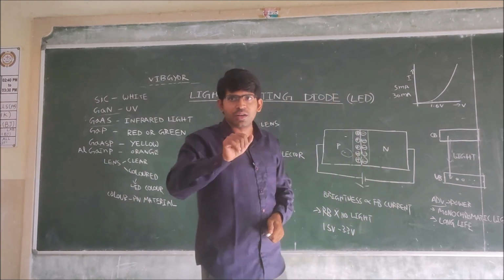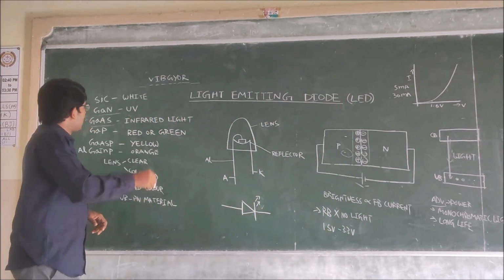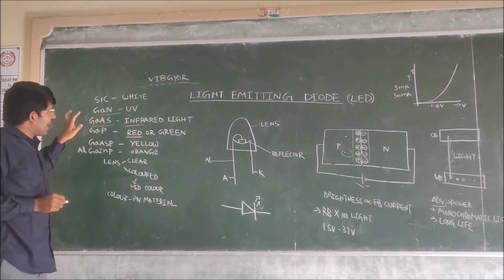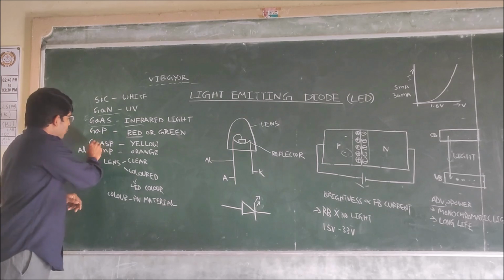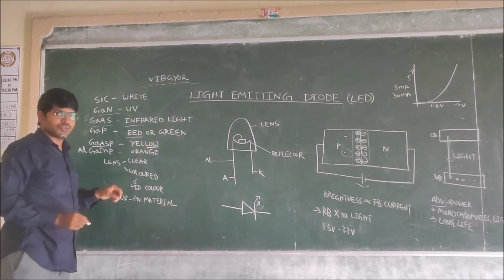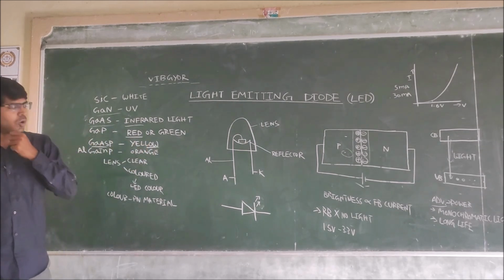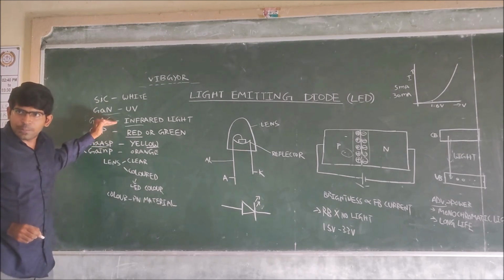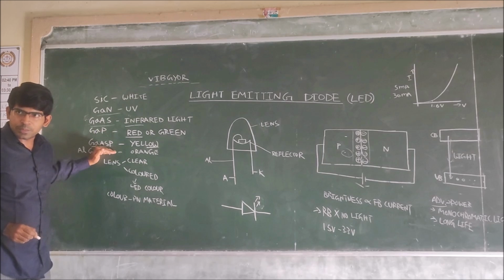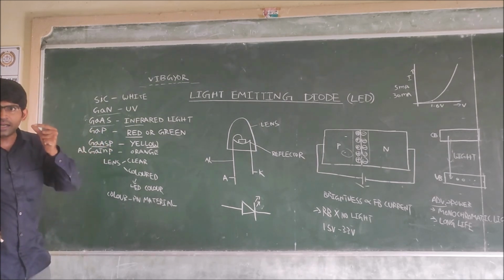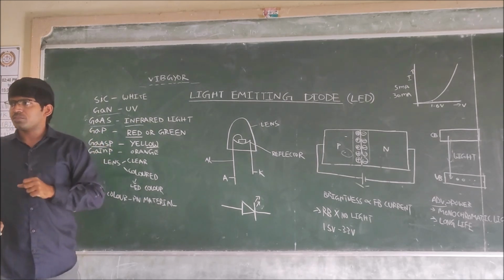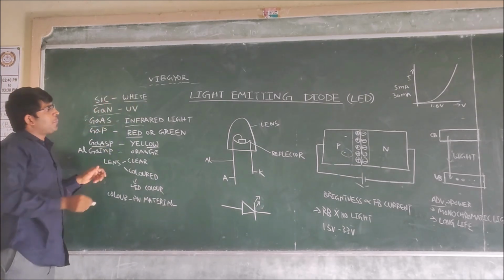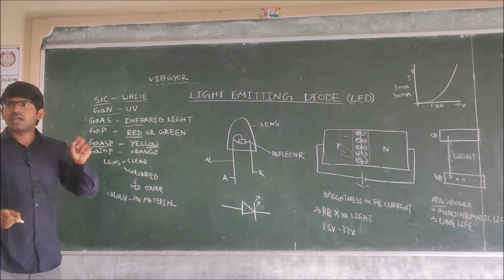Sir, what are the different types of the light we are observing? You can observe some red light when you are using gallium phosphide. If you are using gallium arsenide phosphide, then you can observe the yellow light. Based on the PN material we are using, the color of the light the LED is emitting is changing. When you are observing the white light, then the PN material you are using is silicon carbide.